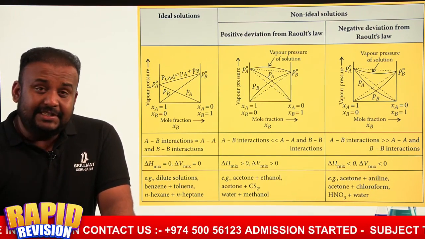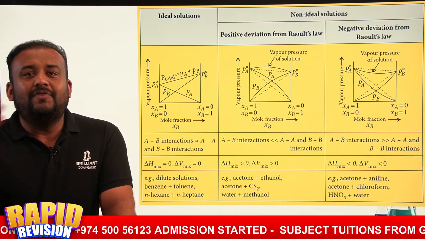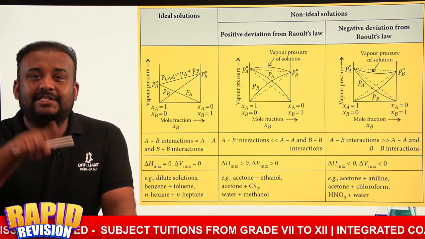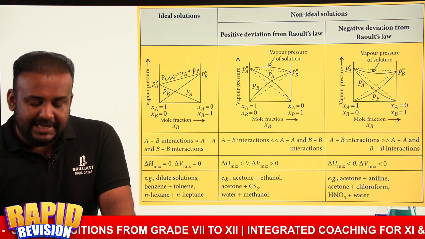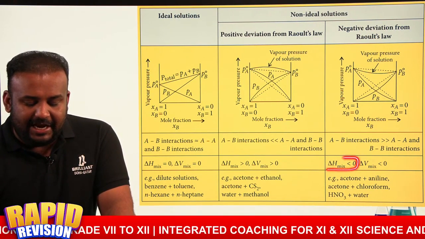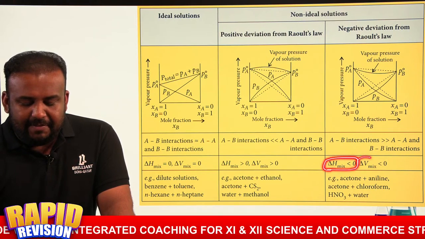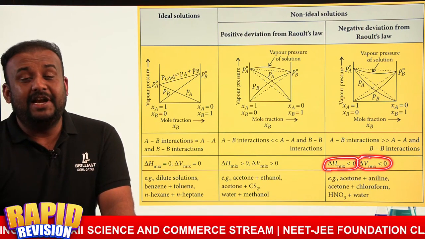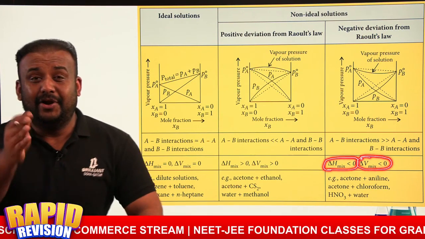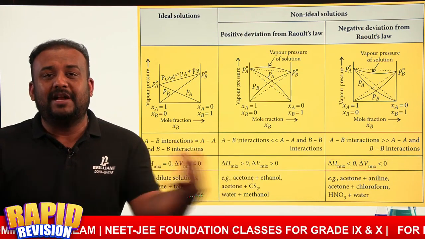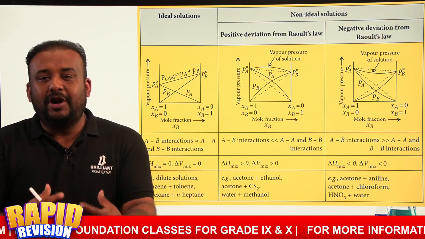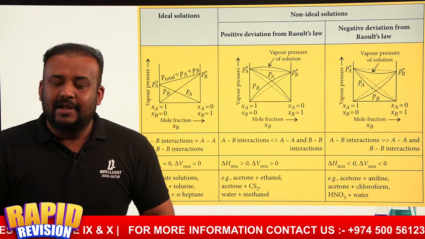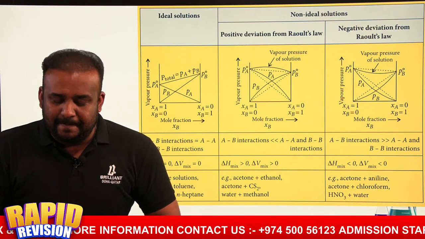Now, since solute-solvent interactions are stronger, what would have happened? New bonds have been formed. Bond formations are exothermic, which means delta H mixing will be less than zero. Delta V mixing will be less than zero. Isn't it? And even entropy change will be negative. Why is entropy change negative? Because more people are confined to bonding rather than being let into the free space. Is that clear to everyone?